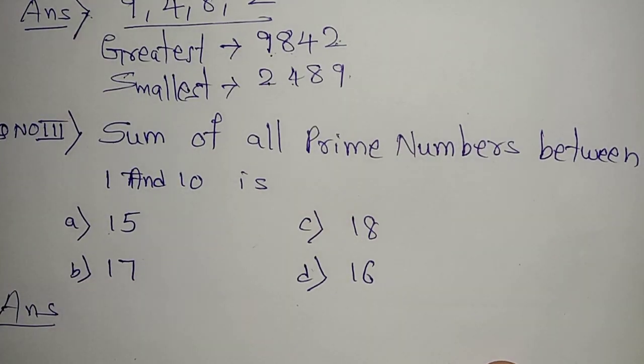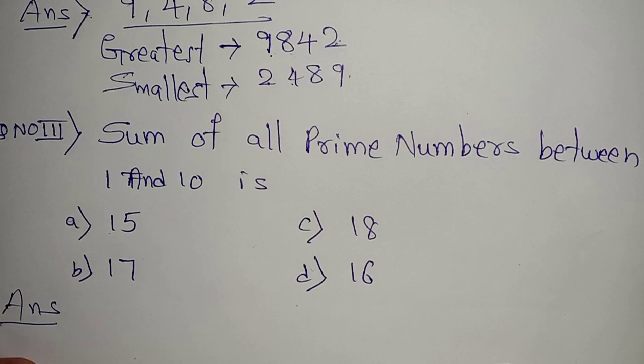So let's come to question number 3. First understand the question. Sum of all prime numbers between 1 and 10 is. So here in this question they have asked, what is the sum of all the prime numbers between 1 and 10? Between 1 to 10, how many prime numbers are there? Those all prime numbers we have to write and we have to do that addition. Means they have asked sum.